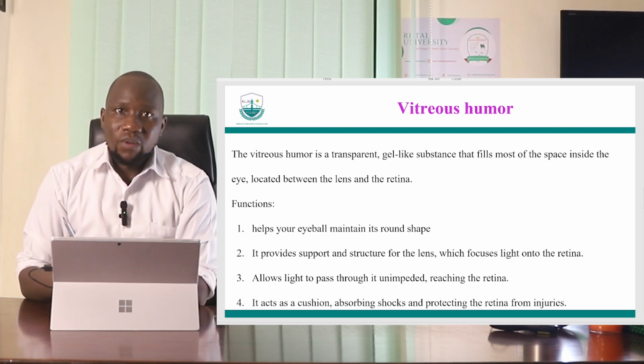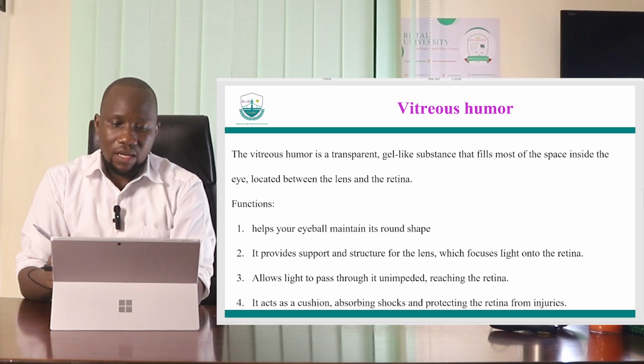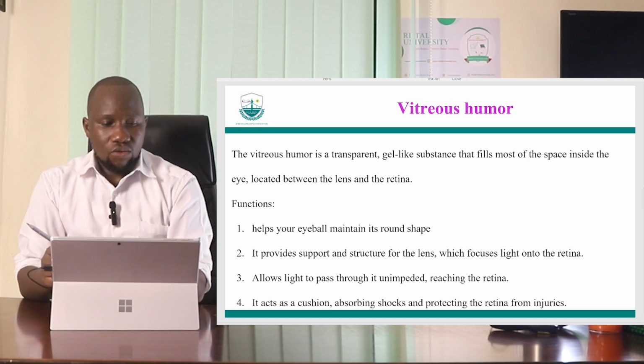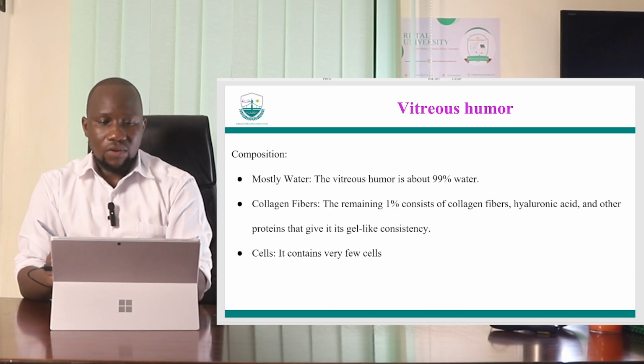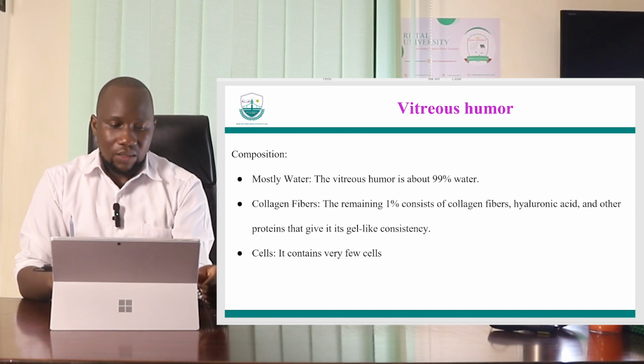And then it is transparent. That means that it can allow the light to go through. That is very important. And also it provides support for the lens. That's important to note. Yeah, so those are the functions of that fluid. What we are saying is, much of it is basically water, but we also have collagen fiber there and some cells.